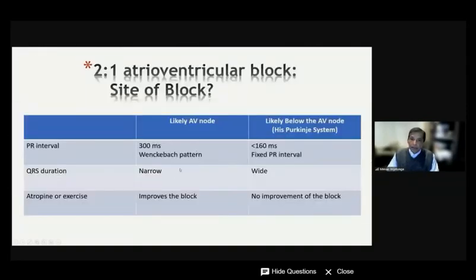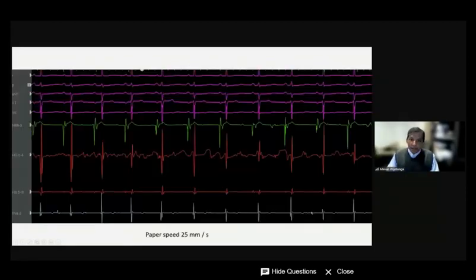If it's narrow, it should be at the AV node, and I'll talk about what atropine can do. If the block is at the AV node, atropine improves the block. If the block is below, there's no improvement, or there's worsening of the block. So in this patient, I will just tell you, just for the so-called fun of it, what did I find?